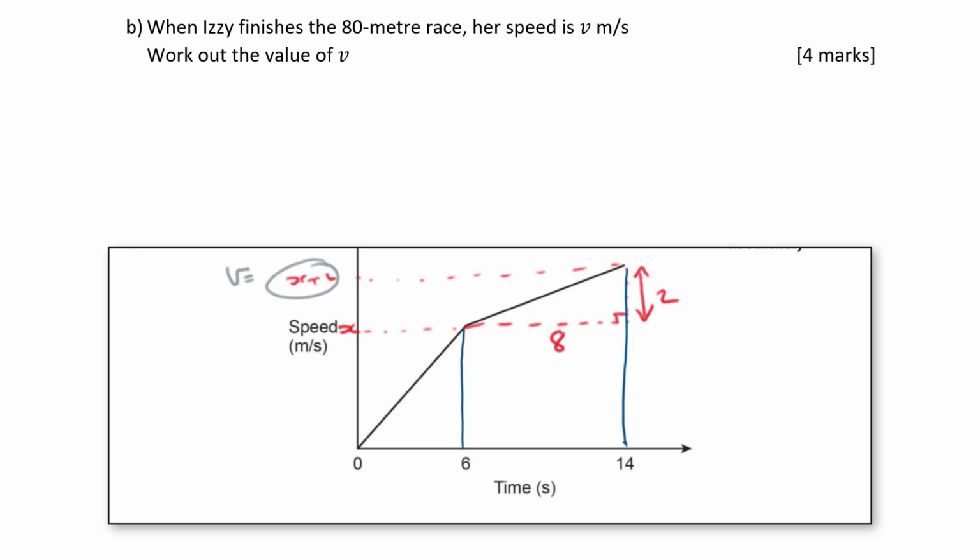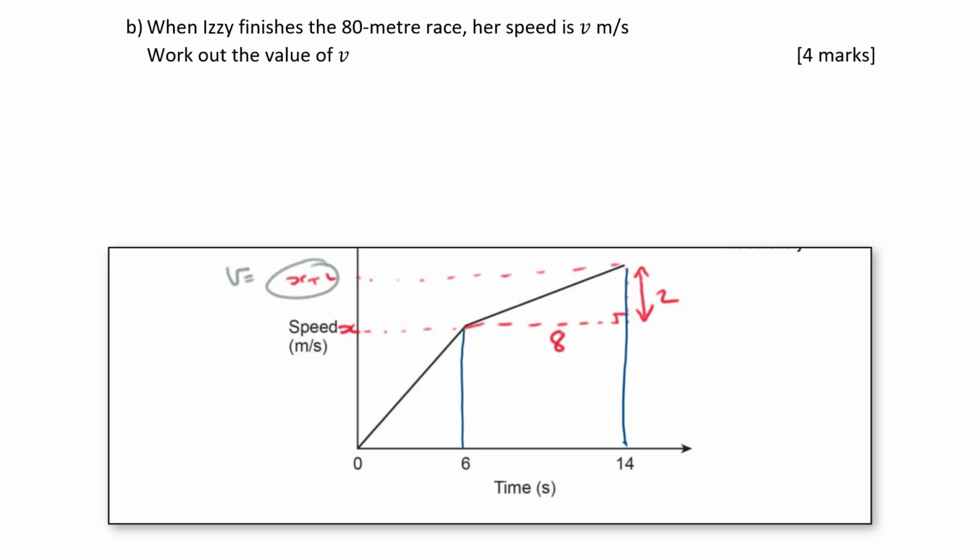Okay, right, so how am I going to find that then? Well, the only other information on this question that I haven't used yet is the fact that Izzy runs an 80-meter race in 14 seconds. Now, I know that the area under a speed time graph is equal to the distance traveled. So if I can find the area under the graph, that might give me some clues about how to find v.